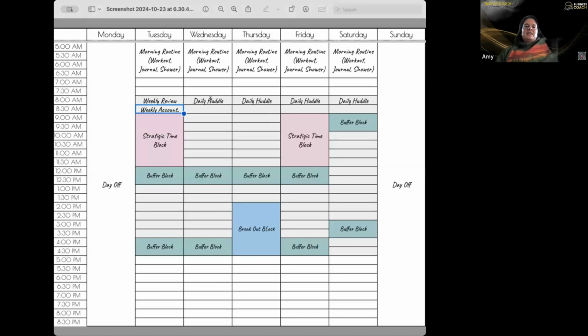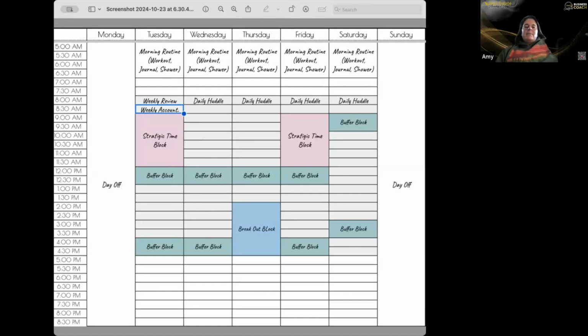In addition to that, you'll notice in the morning, I've got my morning routine, my workout, journal, and shower on my calendar. I do have the daily huddle on my calendar as well. The weekly review and my weekly accountability meeting, or my WAM, are all on there. So those things need to go on your calendar as well. And then we've got all this blank time.